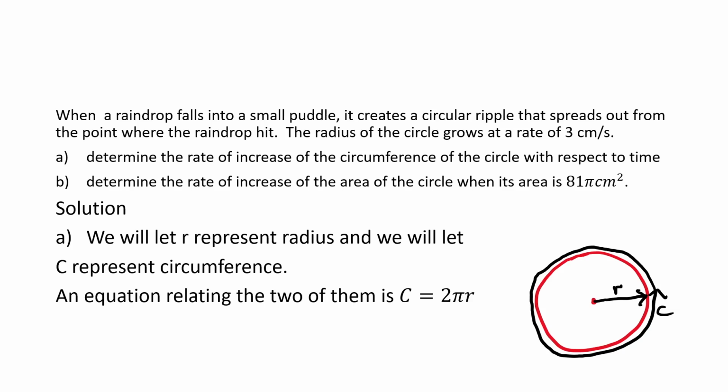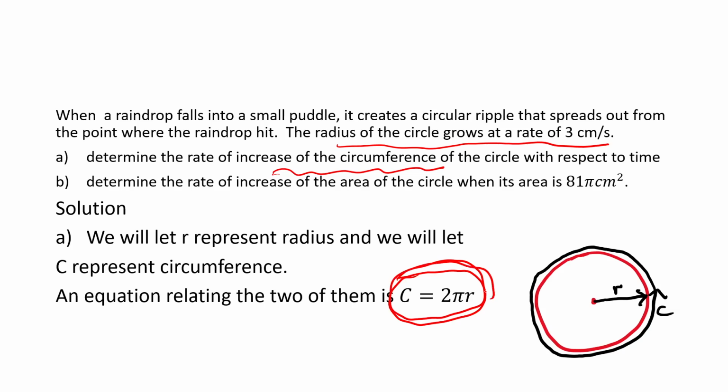We want to let r represent the radius and C represent the circumference. So we want to get an equation of circumference in terms of radius. That equation was taught to us in grade 8 math. Circumference equals 2 pi r. So once again, this question is asking us about the rate of increase of circumference, but we have information about the rate of increase of radius. So we want to get a function of circumference in terms of radius.